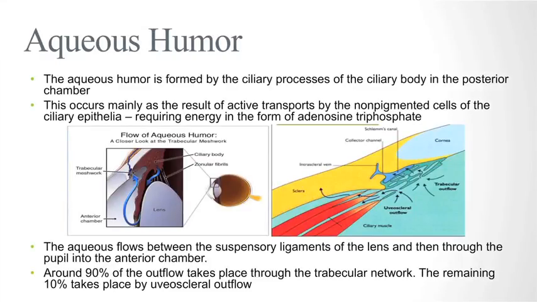The aqueous humour is formed by the ciliary processes of the ciliary body in the posterior chamber. This occurs mainly as a result of active transport by the non-pigmented cells of the ciliary epithelia, requiring energy in the form of adenosine triphosphate. The aqueous flows between the suspensory ligaments of the lens and then through the pupil into the anterior chamber. Around 90% of the outflow takes place through the trabecular network. The remaining 10% takes place by uveoscleral outflow.